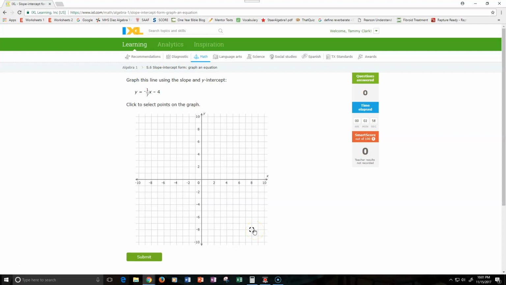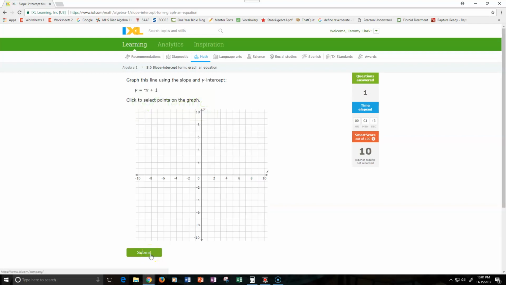So let's start at the y-intercept, which is negative 4. And what we're going to do is we're going to go 1 down and 7 to the right. Click on it, hit submit. Let's try the next one.